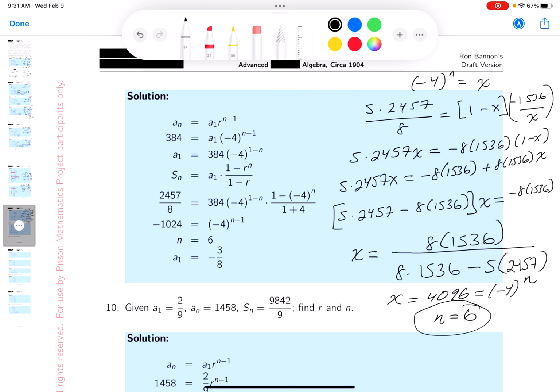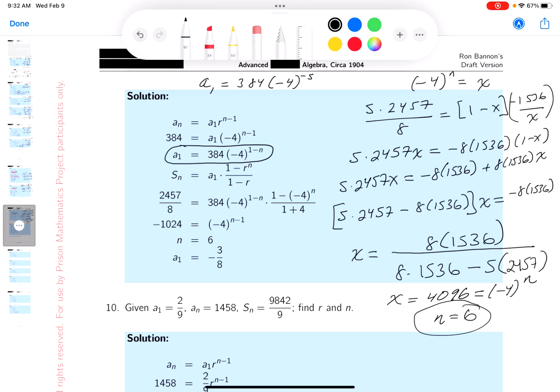Now, the question is, how would you get the A1? Well, I'm going to look back. I have to look back now over my work, but I erased my work. Part of the reason for erasing my work is it's all neatly typed up over here, and I got it right over here. And yes, we did have this written down. So what are you going to write down? A1 is equal to 384 minus 4 to the 1 minus 6, which would be minus 5.